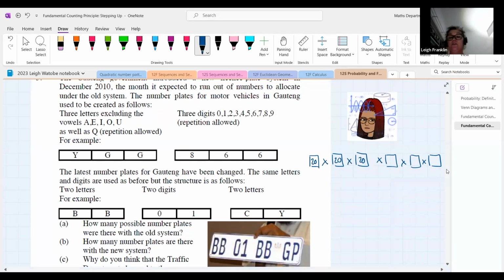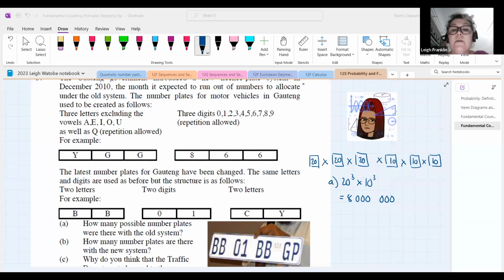The last 3 blocks are numbers. Repetition is allowed. That's right. So this is 10 by 10 by 10. So it would be 20 cubed times 10 cubed. All right, which I think someone sent me the answer. It's a huge, big number. 8 million. I don't know who it was who sent me that, but you are quite right. So there are 8 million different number plates that could be made under that old system.